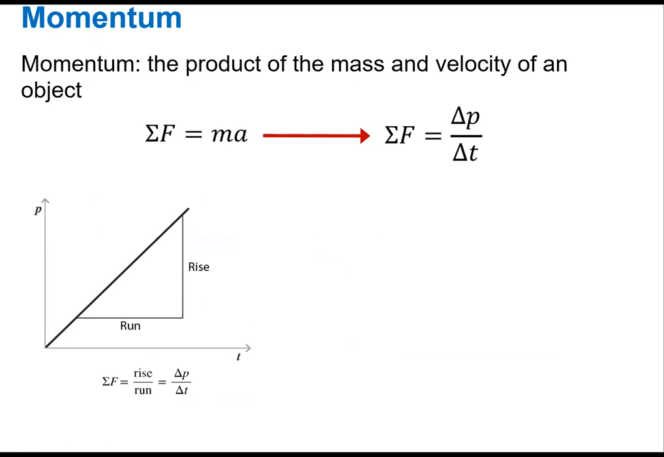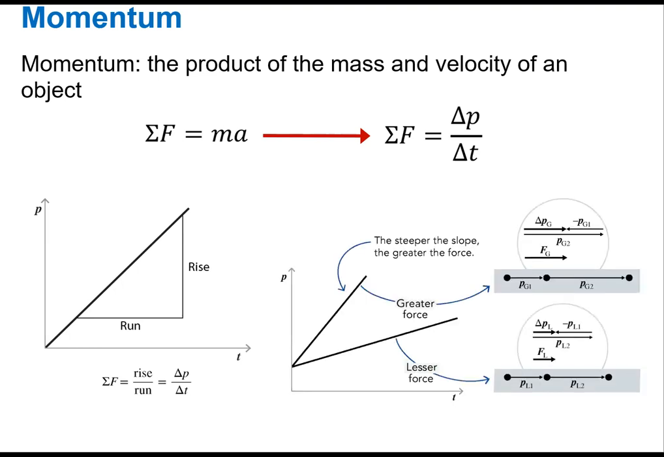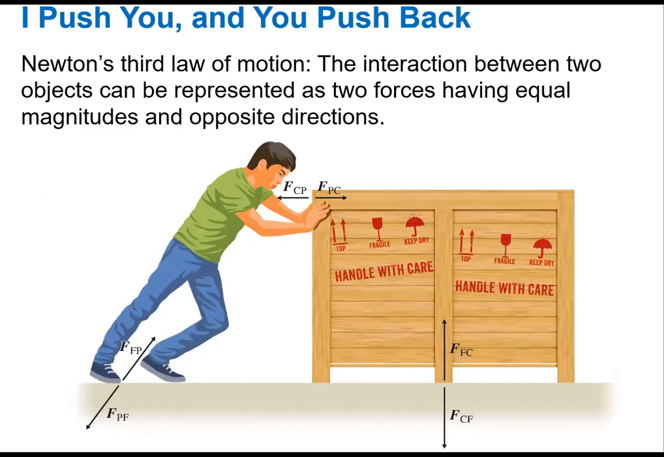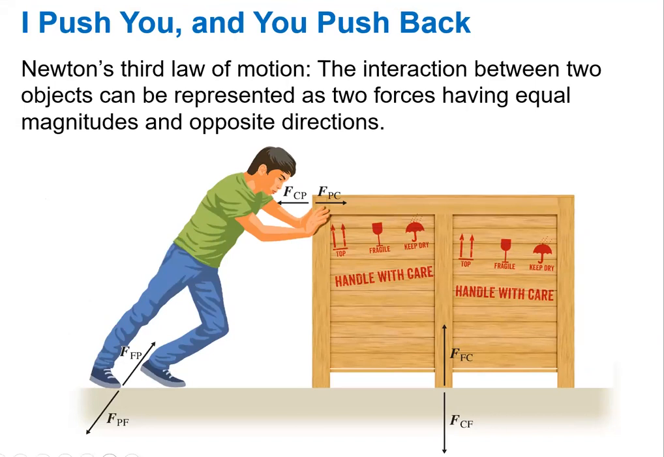Always we like to refer back to motion graphs. So here P is for momentum and it's versus t. Greater force, lesser force. I push you and you push back. This is Newton's third law of motion. We call it action, reaction force. For every action, there is an equal and opposite reaction.